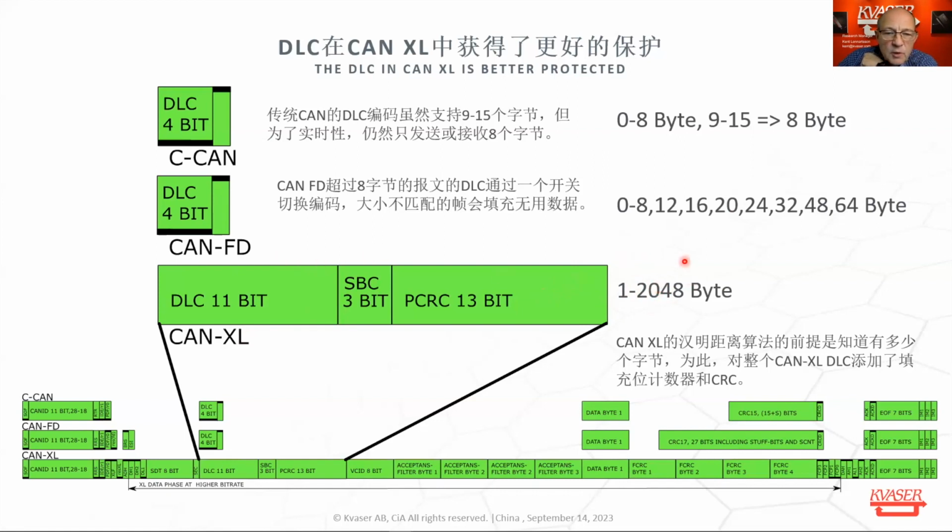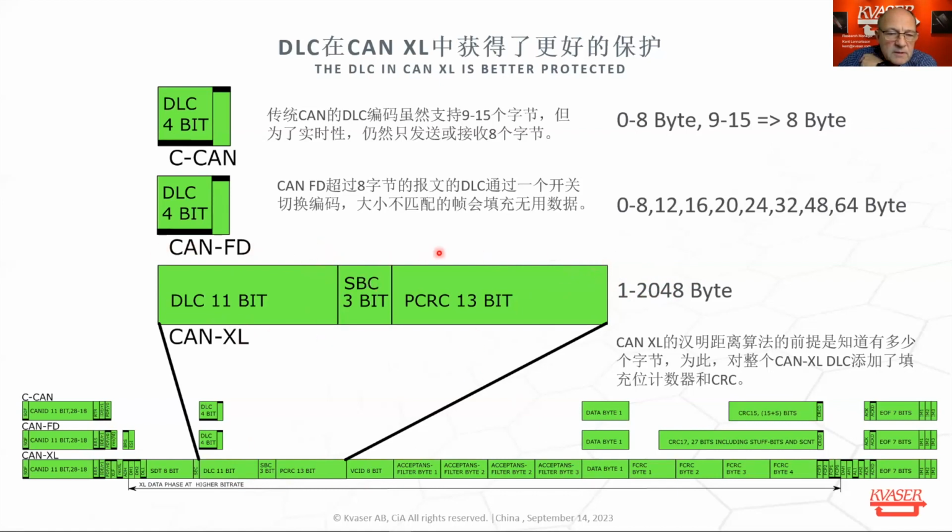The problem here is, of course, that if you go to 2048 bytes, the frames will be very, very long, even if you increase the bit rate, and that will occupy the bus and it reduces the real-time performance of the communication. It looks very long here.